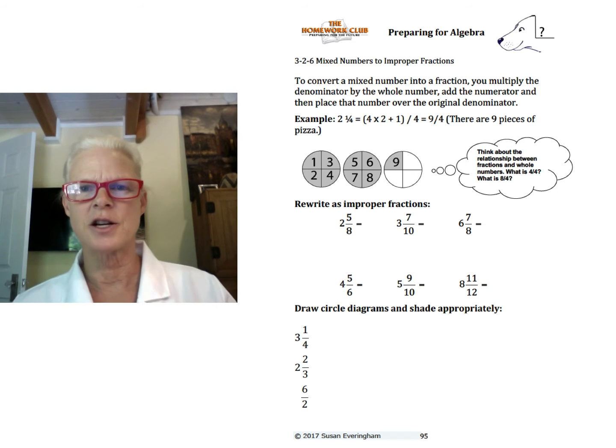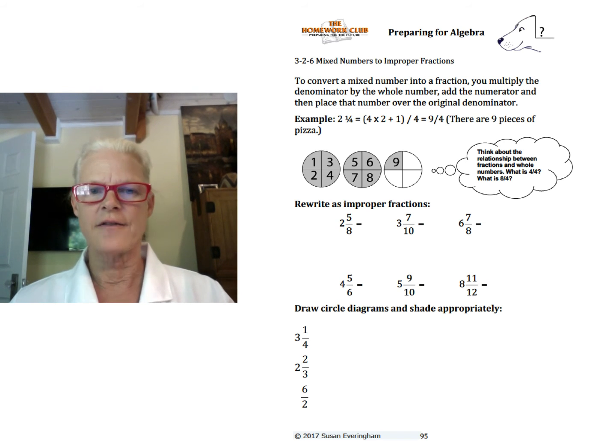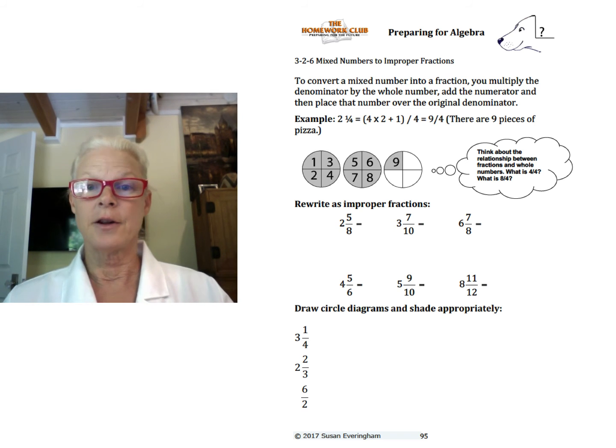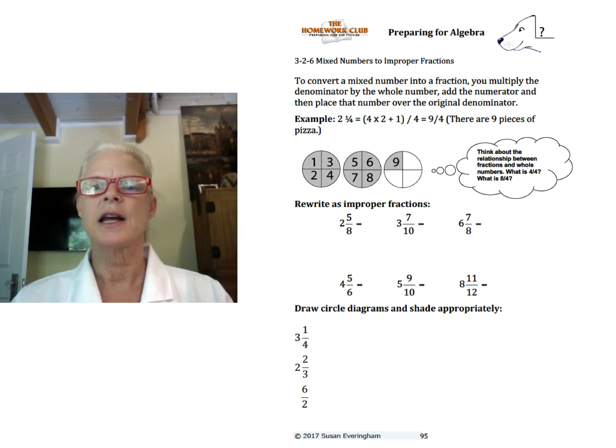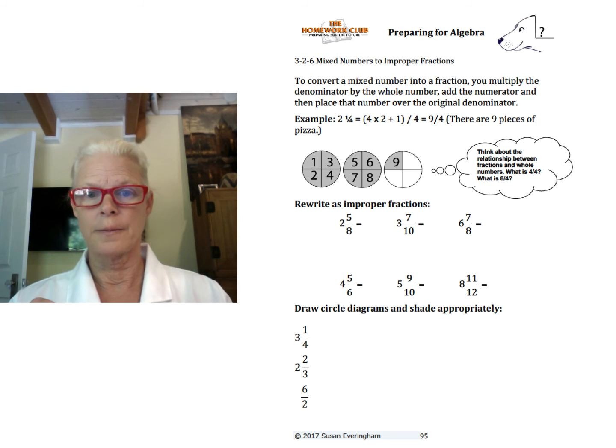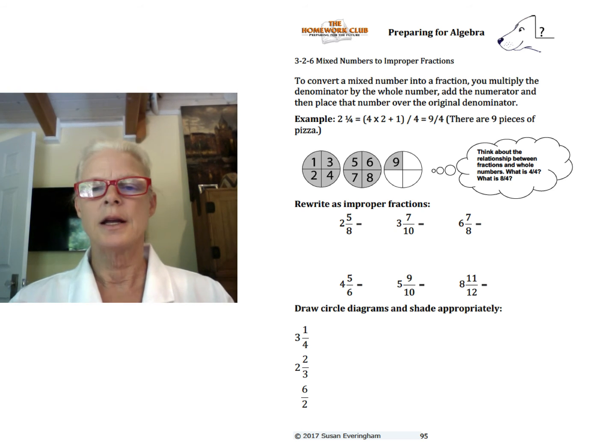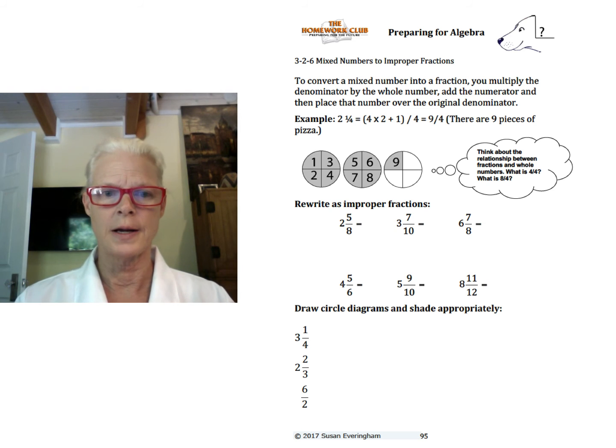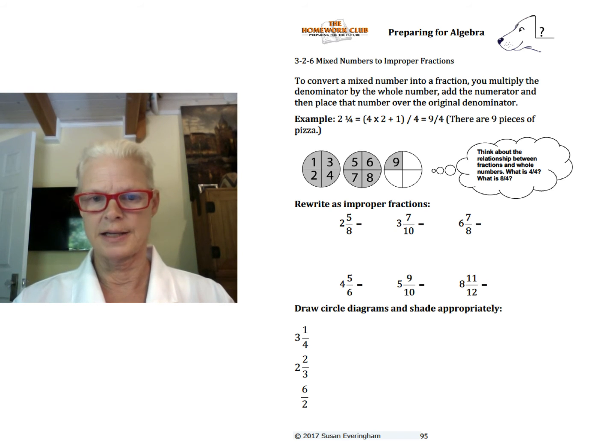Great. Welcome back to page 95. So 95 is mixed numbers into improper fractions, okay? And there's a process. The process is that you take the denominator, you multiply it by the whole number, and then you add the numerator. In the case of the example, 2 1/4, we've got the denominator 4 times 2 plus 1. Gives you 9/4. Right? So there are 9 pieces of pizza out of 3 pies. And as you can see in the visual here.